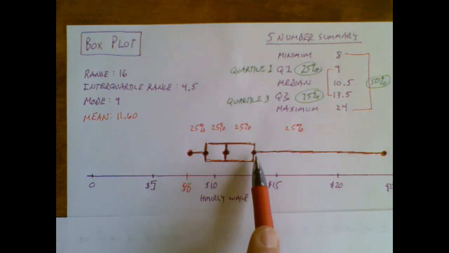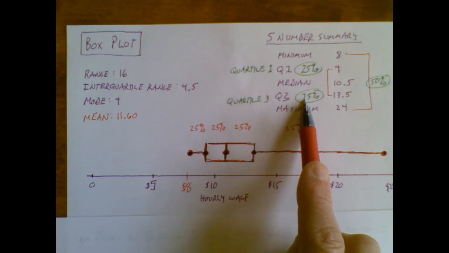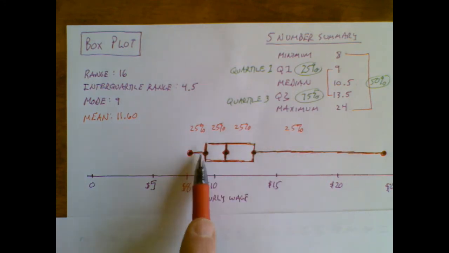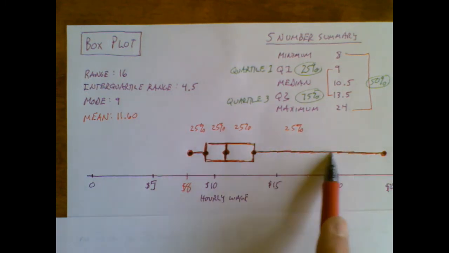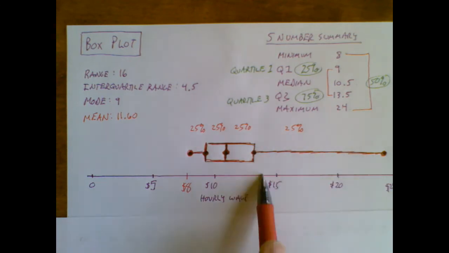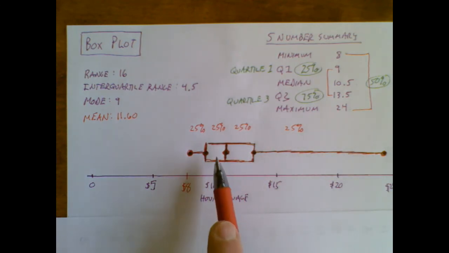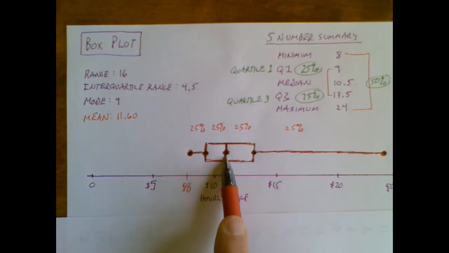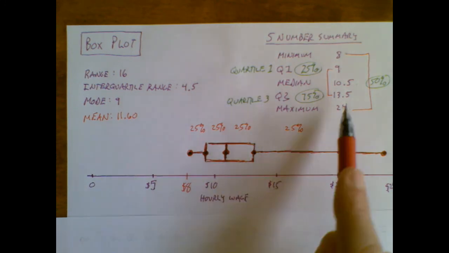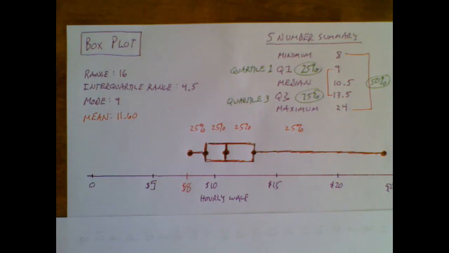Quartile 3 is right here. That says 75% of the people make less money than that spot. So in other words, 25% of the people must make more. So 25% of the data pieces fall somewhere in this range. And then this is also a 25% bucket, and this is a 25% bucket, meaning about 25% of the people make between $10.50 and $13.50 an hour.